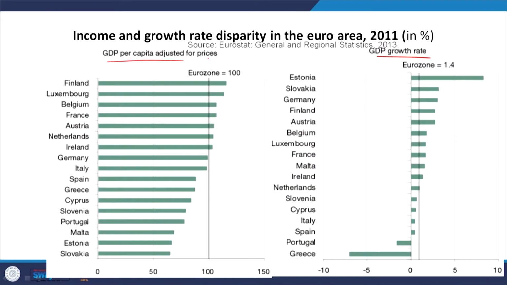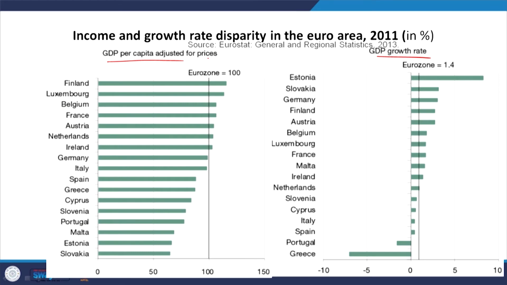Now, GDP per capita is not varying so much, though it is highest in Finland, adjusted to the price factor. Then some countries like Finland, Luxembourg, Belgium, France, Austria, Netherlands, and Ireland are above the eurozone if we take 100 as the average.